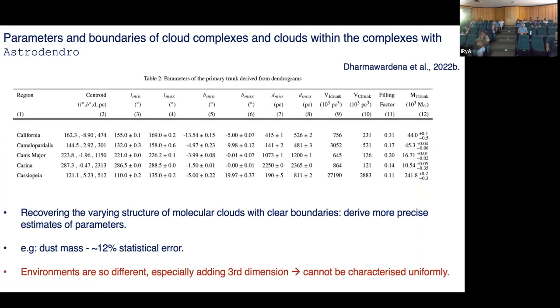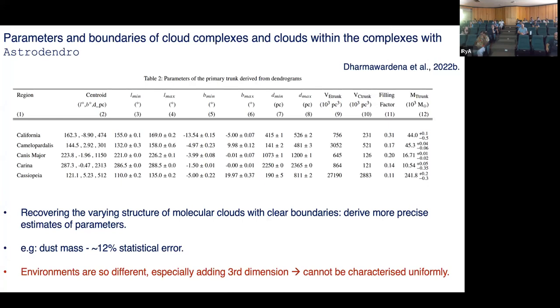things like the maximum and minimum in L, B, and D, and X, Y, and Z, which I didn't put in this table, but also things like volumes, filling factors, and masses for these structures. We were able to get down to this 12% statistical uncertainty in the dust masses. It's 12% here because we're completely ignoring things like the conversion factors. So the dust-to-gas ratio factors and the optical uncertainties are removed, because those are fixed values that come from external sources. So within the distribution-derived dust masses themselves, we get this 12% uncertainty.